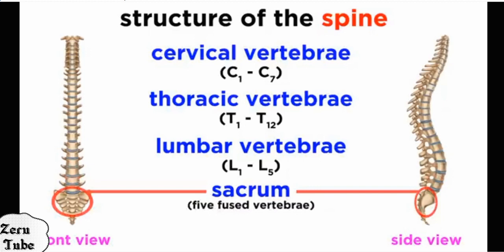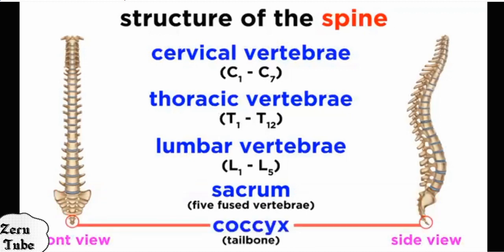So the fourth one is the sacrum. There are 5 bones which are fused together and give a single bone, the sacrum. The fifth part of the spine is the coccyx. The coccyx is the tail bone of the vertebrae, which is found at the tip of the spinal column.